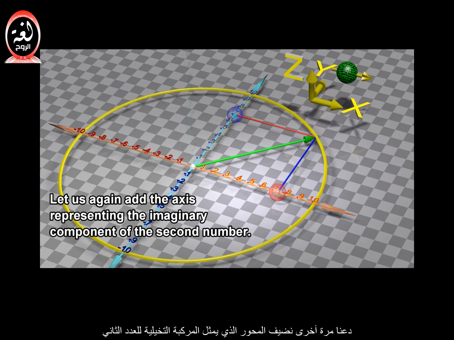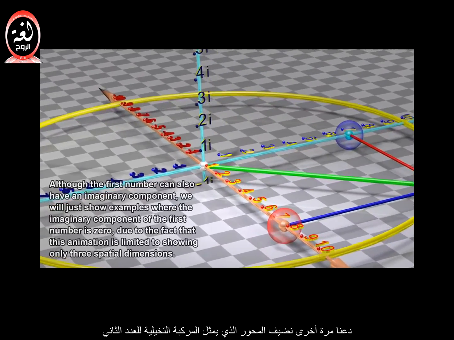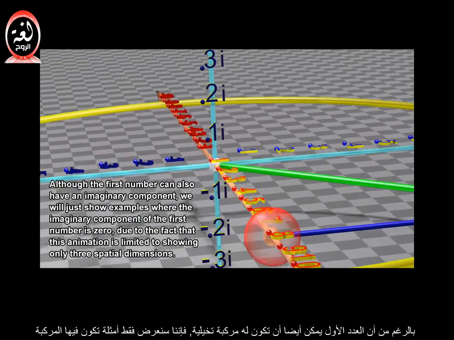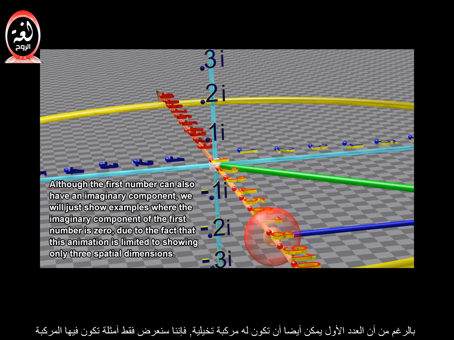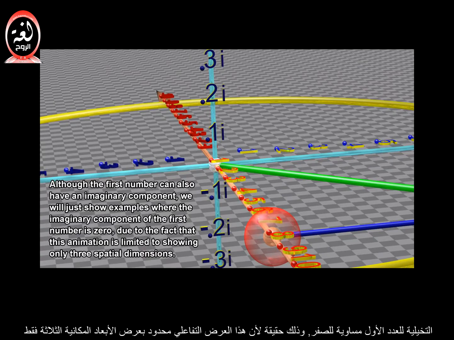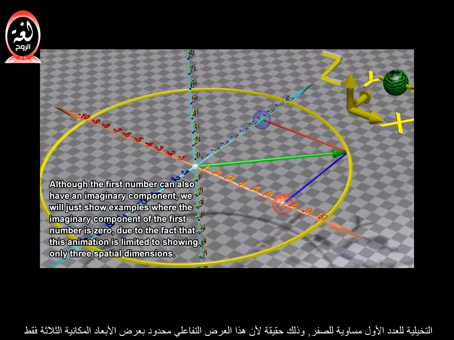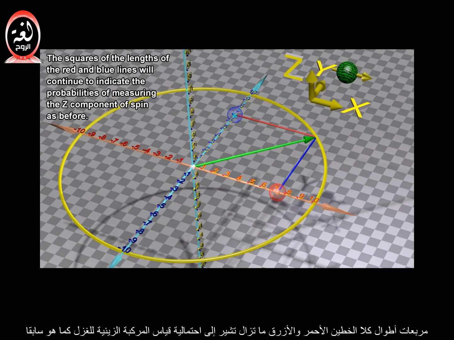Let's again add the axis representing the imaginary component of the second number. Although the first number can also have an imaginary component, we will just show examples where the imaginary component of the first number is 0, due to the fact that this animation is limited to showing only 3 spatial dimensions. The squares of the lengths of the red and blue lines will continue to indicate the probabilities of measuring the z component of spin as before.